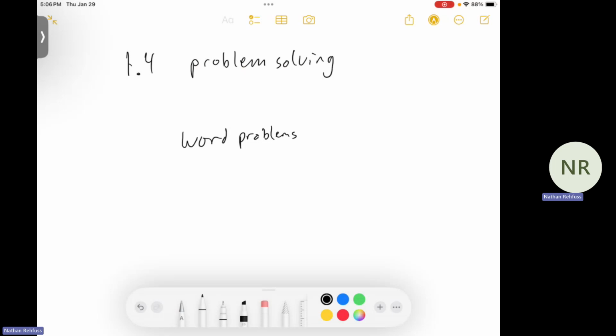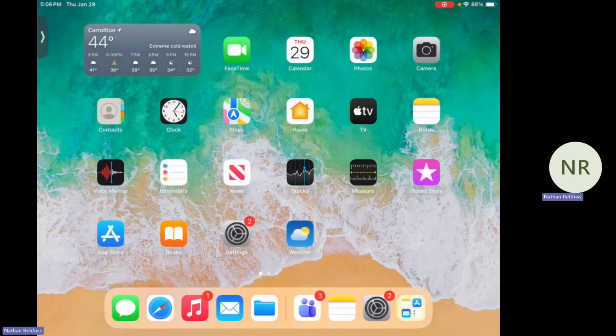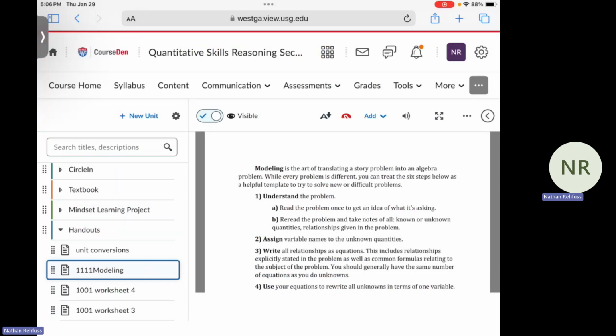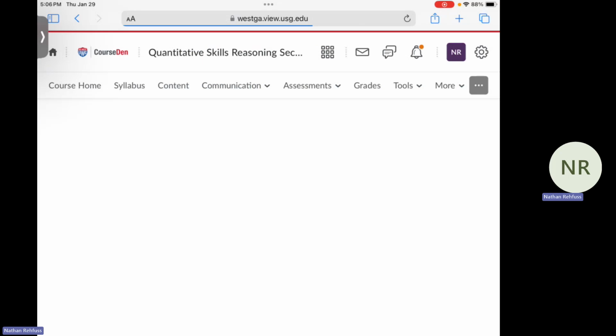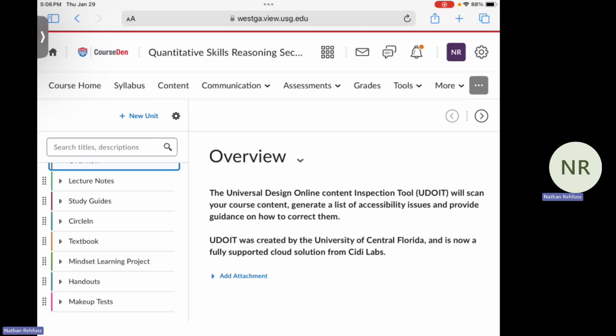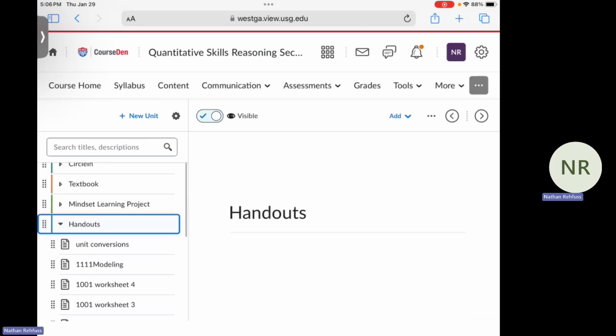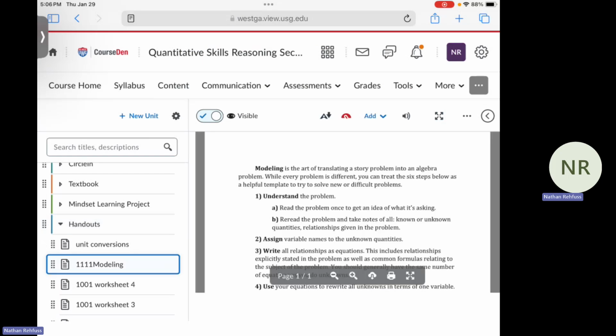Go ahead and log into your Course Den. In Course Den, in the Content section here, you're going to go down to Handouts, and you're going to select the handout 1111 Modeling. Modeling is the art of translating a story problem into an algebra problem.